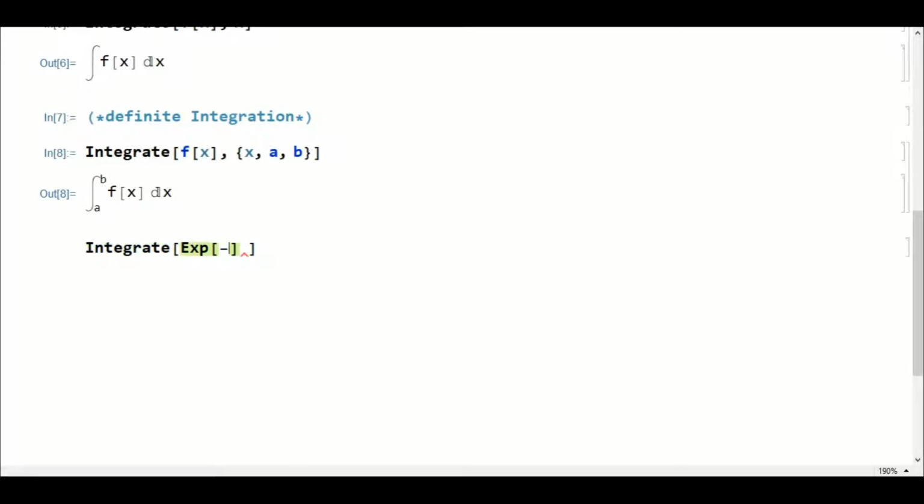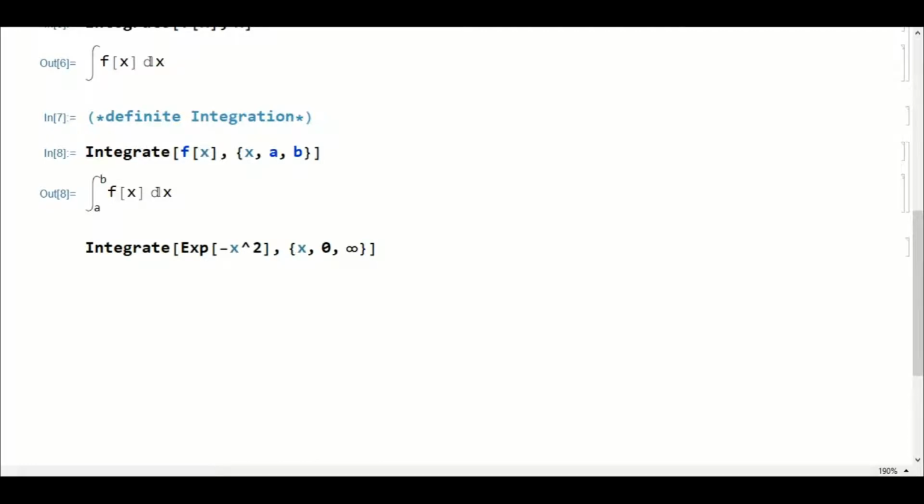You must be using this integral very much in your mathematical physics course or quantum mechanics course. So exponential of e to the power minus x square, where x varies from 0 to infinity. So I will use this one, and let me evaluate this.